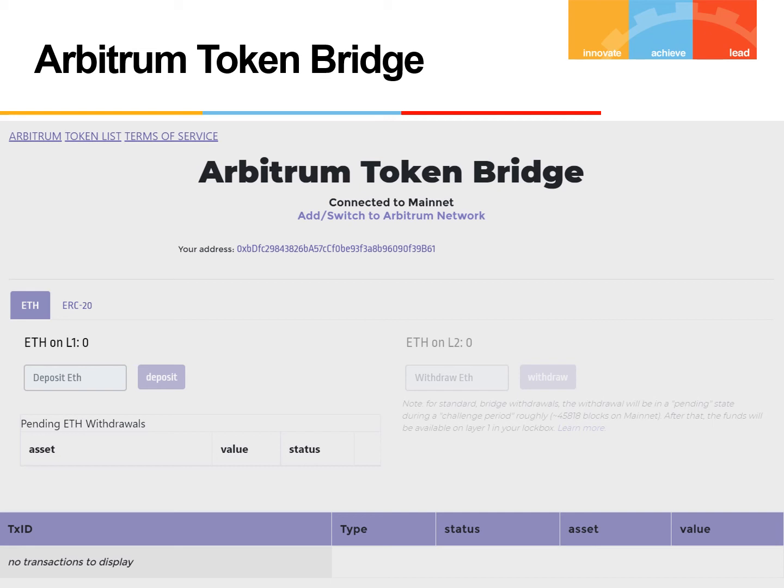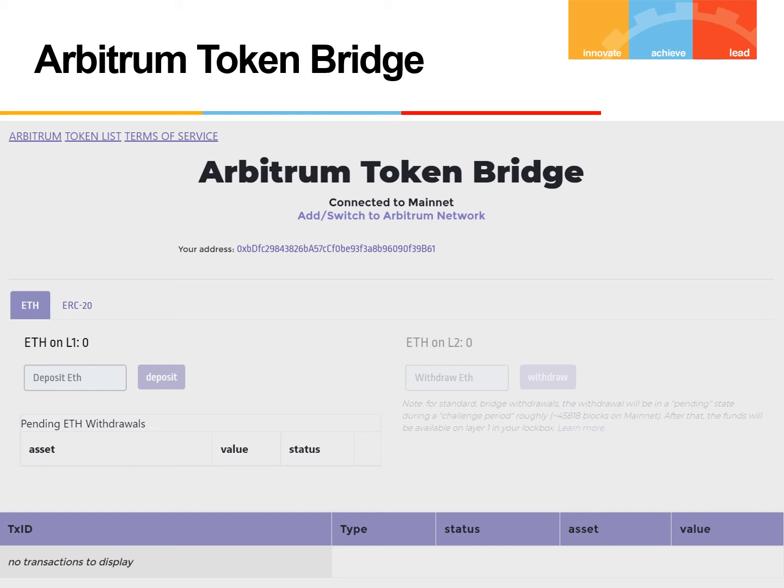First, you need to add the Arbitrum One network to your MetaMask wallet. Then you need to head to the Arbitrum token bridge and connect your wallet. Now you need to select which assets you want to move over the bridge. After that, you need to type the amount of Ethereum or tokens you want to bridge over. Now you just need to press deposit and finish the deposit transaction, and woo, you will be done.